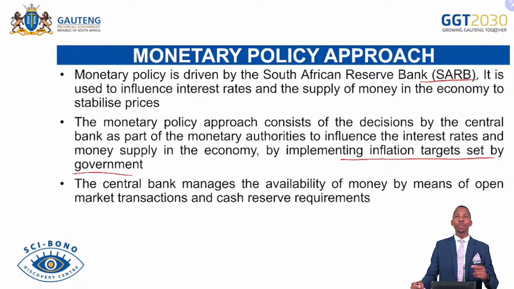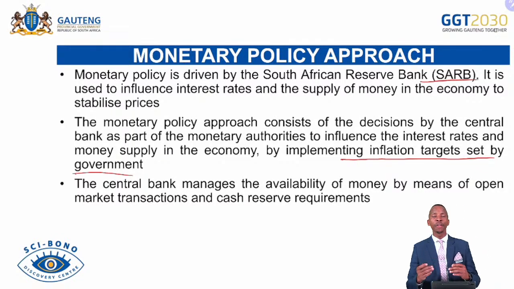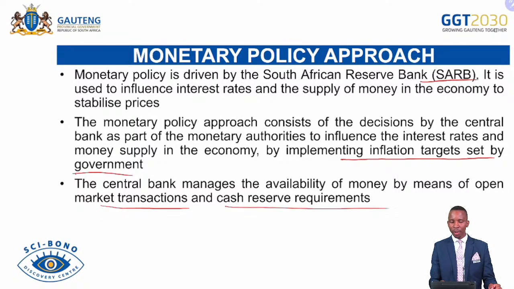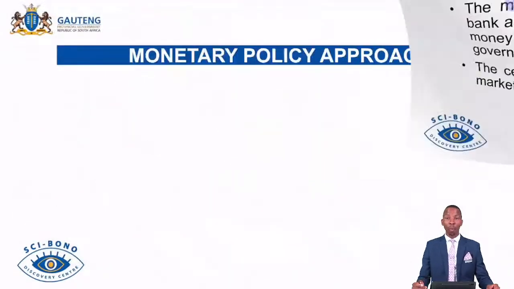So the state uses monetary policy instruments to control the availability of money in the economy, which is believed to be the money supply. So 4 instruments are used. It is what we call the open market transactions, cash reserve requirement, repurchase rate, as well as moral pressure or moral coercion.